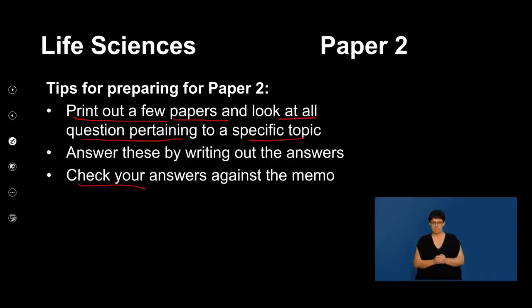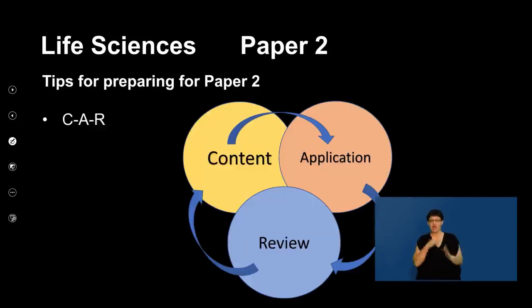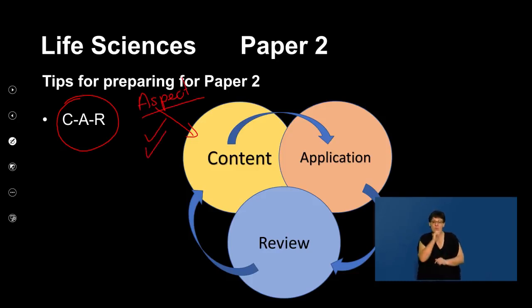Check these answers using the memo, and that's important because when you do that, you're able to reflect on what you've got right and what you've gotten wrong. I often use an old and trusted method called CAR, and this is a method that's based on identifying the content, which I refer to as the aspects of each topic. Identify these first. Use that as a checklist to tick off as you've studied them.